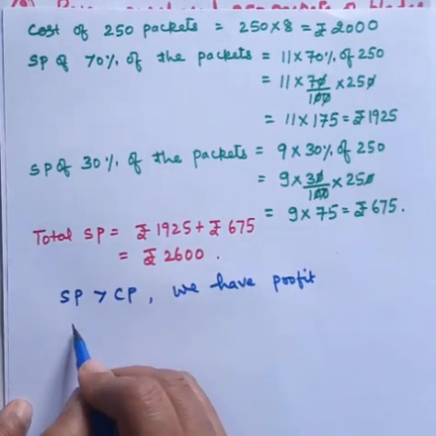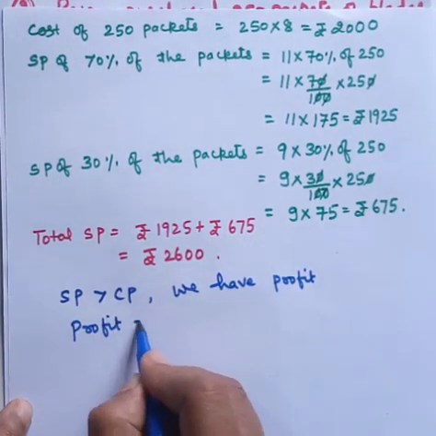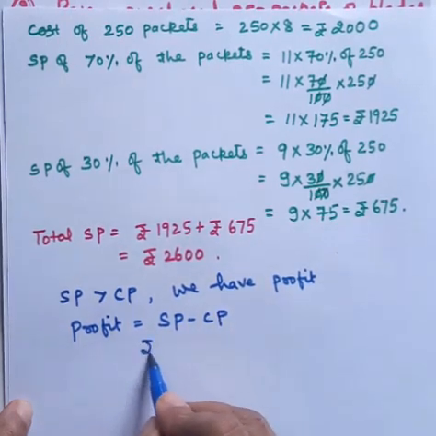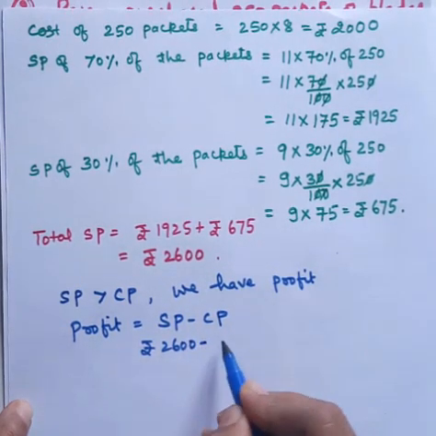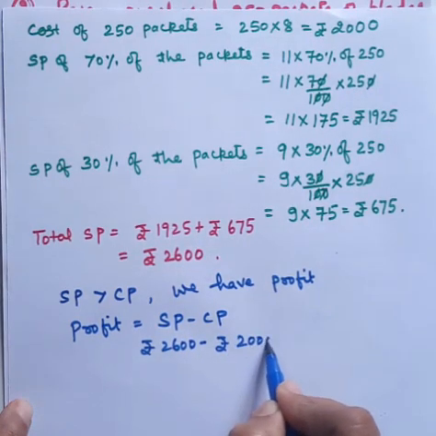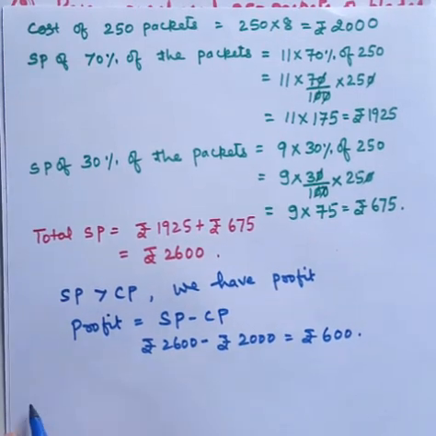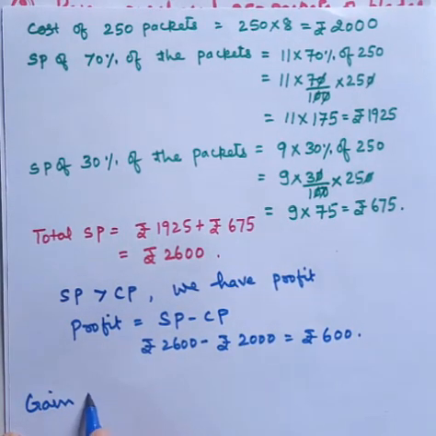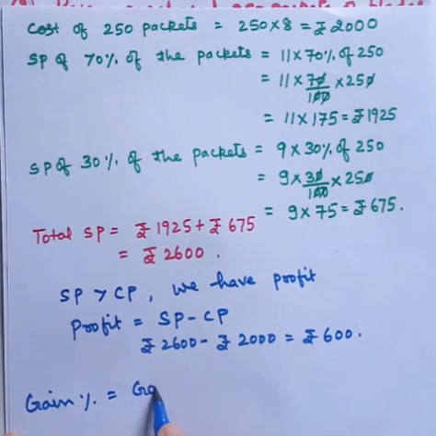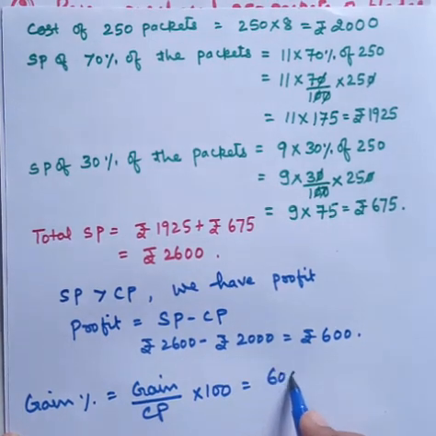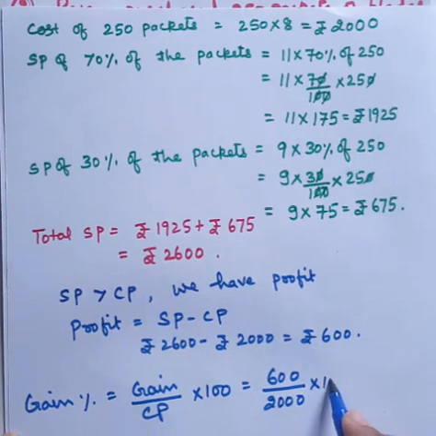So profit will be equal to how much? Profit will be equal to SP minus CP. That will be equal to rupees 2600 minus rupees 2000. So that is equal to how much? Rupees 600. How do you find gain percent? Gain percent is equal to gain by CP multiplied by 100. Your gain is 600. Your CP is 2000 multiplied by 100.